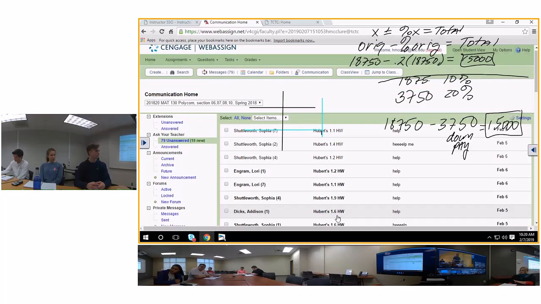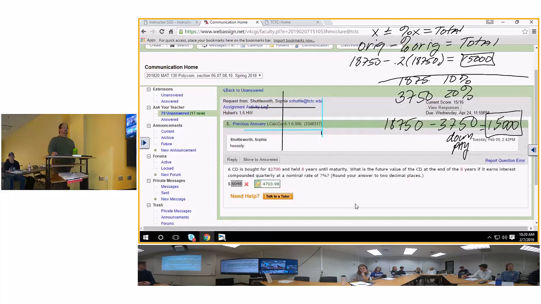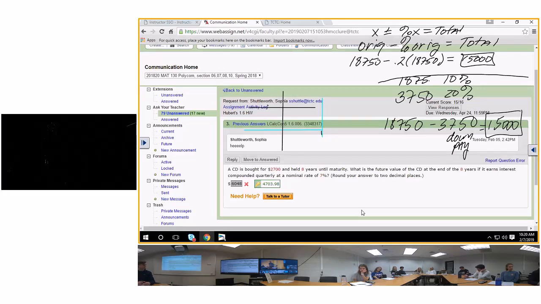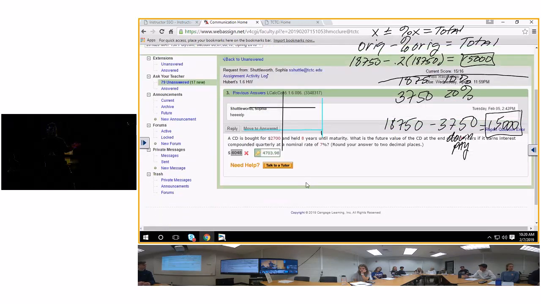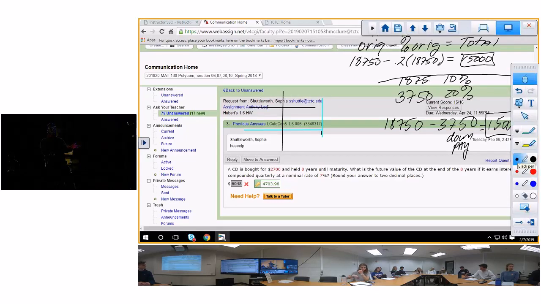1.6, A CD is bought for $2,700 and held 8 years until maturity. What is the future value of the CD at the end of it if it earns interest compounded quarterly? They have to give you the formula here. Okay? Compounded quarterly. Now, I'm going to give you the formula. That's only because I know it. If I remember it correctly.